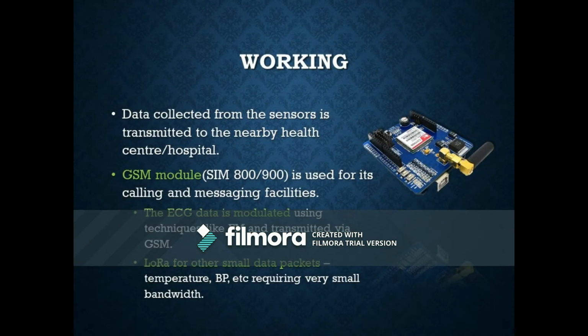The healthcare device, after collecting the data, will give a call to the nearby public healthcare center. The GSM module SIM800 is used for the purpose. The ECG data is modulated using techniques such as FM and then transmitted. This avoids human intervention in the entire process of data acquisition. Some small packets of data can be transmitted using the LoRa module.